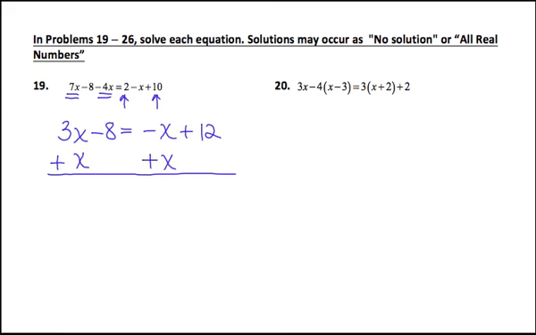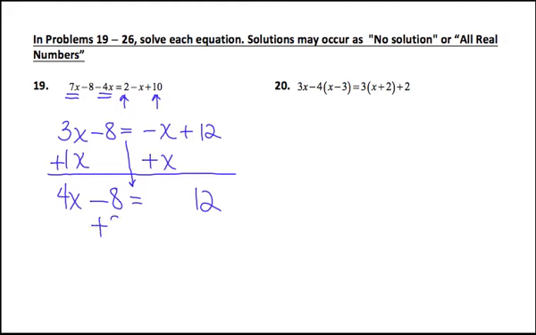So the 3x and this 1x adds to be 4x. And I'm going to bring down my minus 8. Bring down my equal sign, trying to be very organized. Bring down your positive 12. Again, I'm always trying to line up my equal sign to make sure it stays in the same spot and I don't move it. And now I want to isolate the 4x.